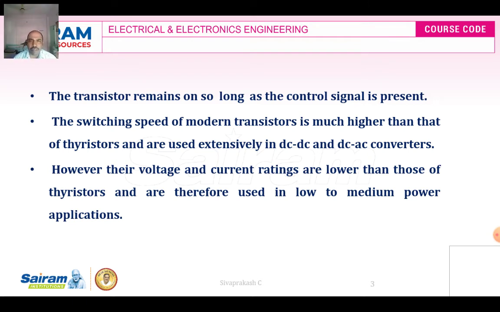The switching speed of the modern transistor is much higher than that of thyristors, and transistors are extensively used in DC to DC and DC to AC converters, which means choppers and inverters. However, their voltage and current ratings are lower than those of thyristors, and therefore power transistors are used in low to medium power applications.